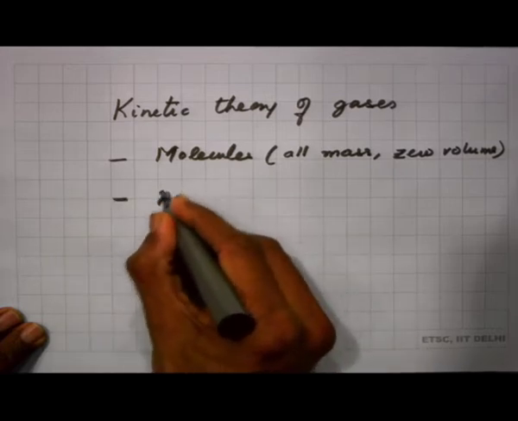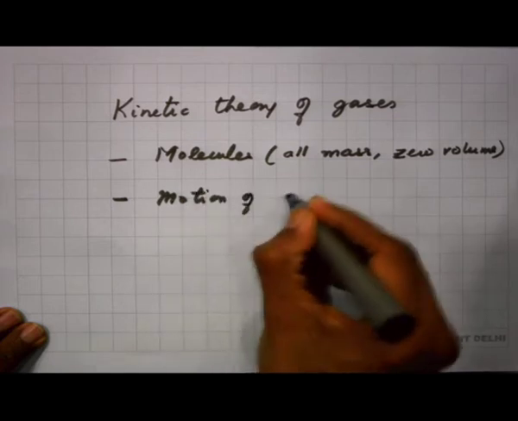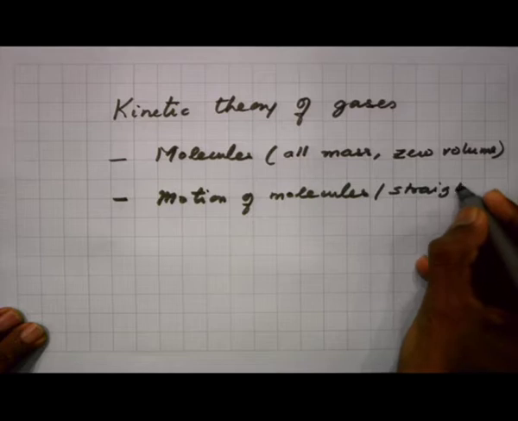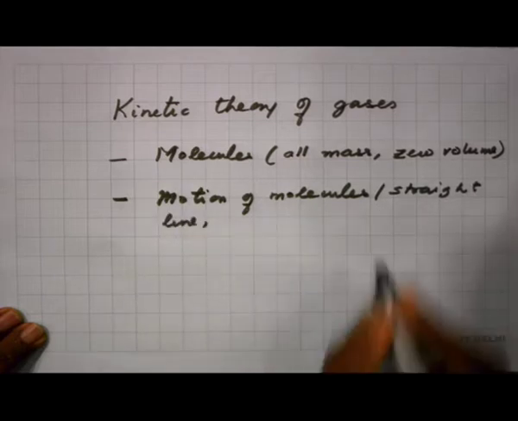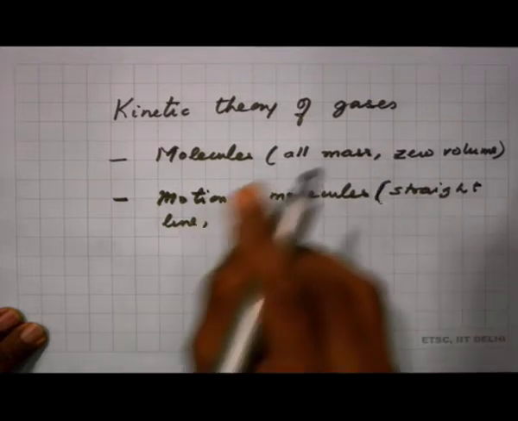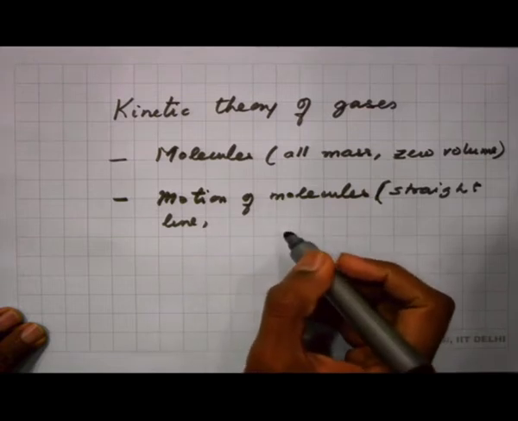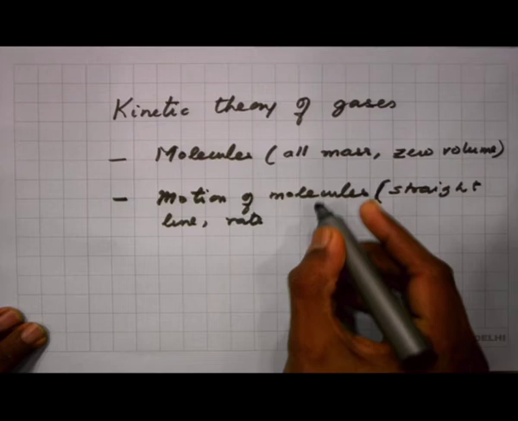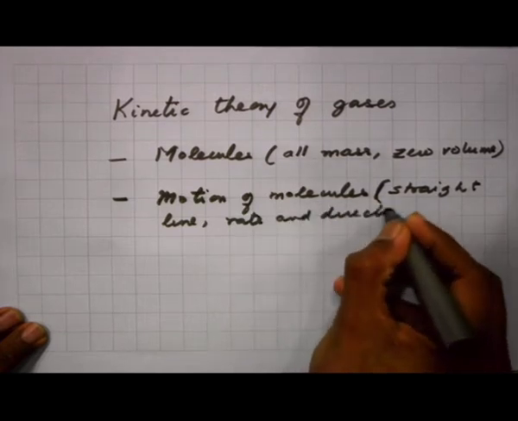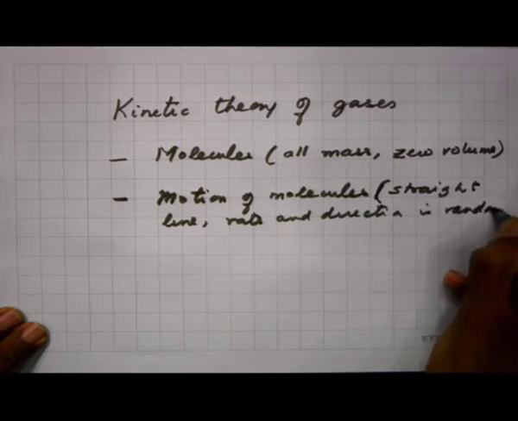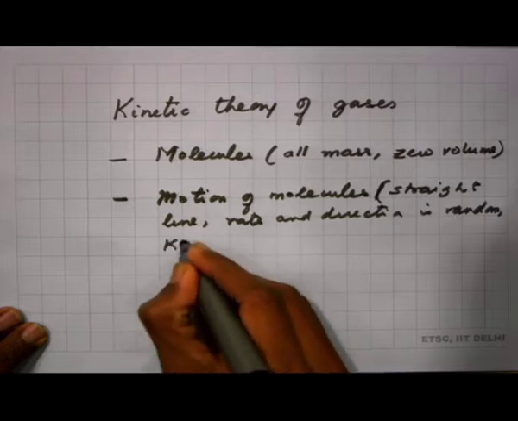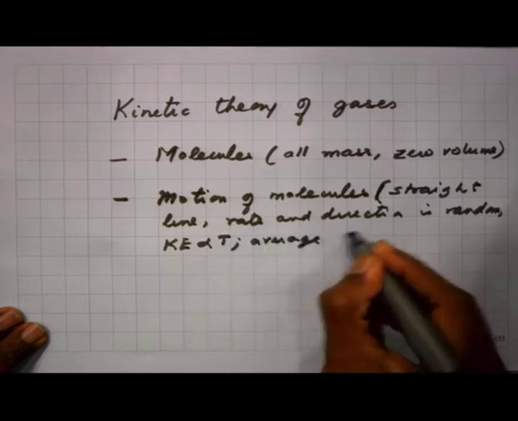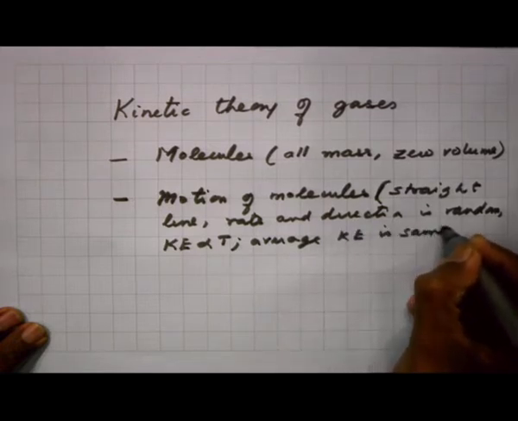The second big thing is about motion of molecules in gases. We said that it takes straight line paths, moves in straight lines until it undergoes a collision either with the walls of the container or with another molecule. We also have that the rate or the velocity, rate and direction of motion is random. That the kinetic energy is proportional to temperature, and parts of that also says that the average kinetic energy of all molecules is same for all molecules.